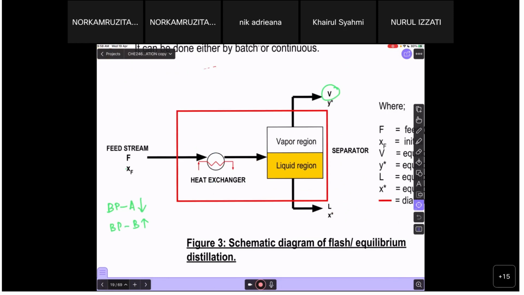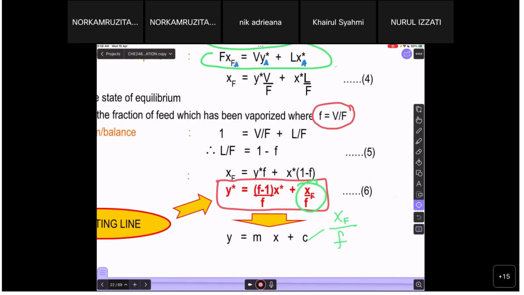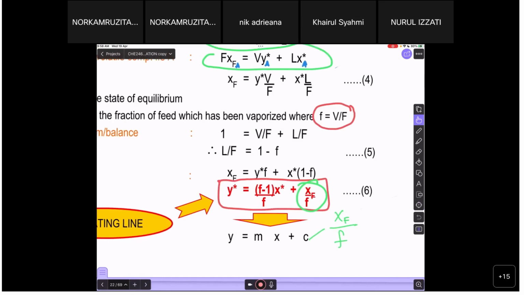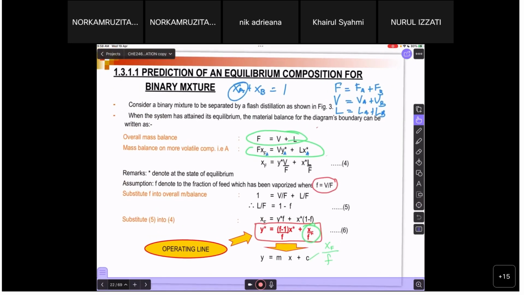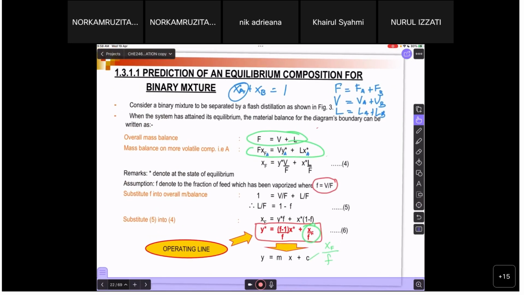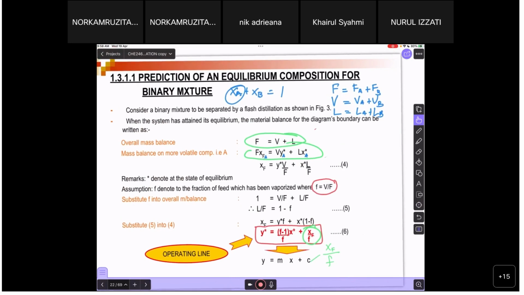So I've given you the assignment regarding flash distillation. So this is flash distillation. Focus on this particular flash distillation. Your quiz will normally cover flash. So you have to know the material balance.